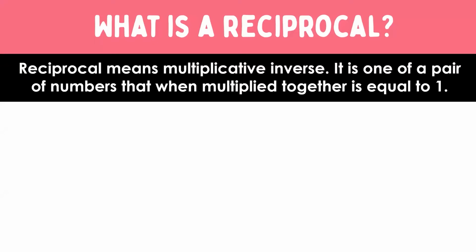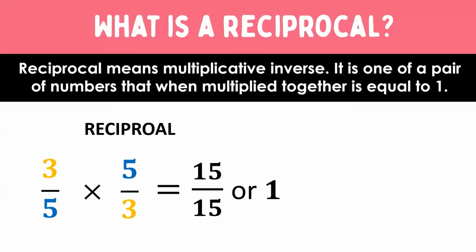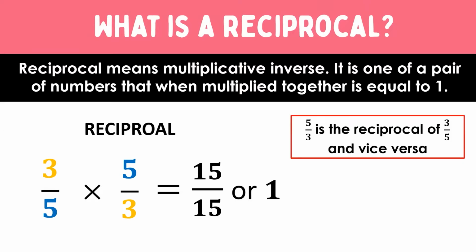Let's have this example. To get the reciprocal of 3/5, we need to interchange the position of the numerator and the denominator. And that gives us 5/3. 5/3 is a reciprocal of 3/5 since, just as the definition says, when we multiply 3/5 to 5/3, that is equal to 15/15 or 1. Again, 5/3 is the reciprocal of 3/5 and it follows that 3/5 is the reciprocal of 5/3.